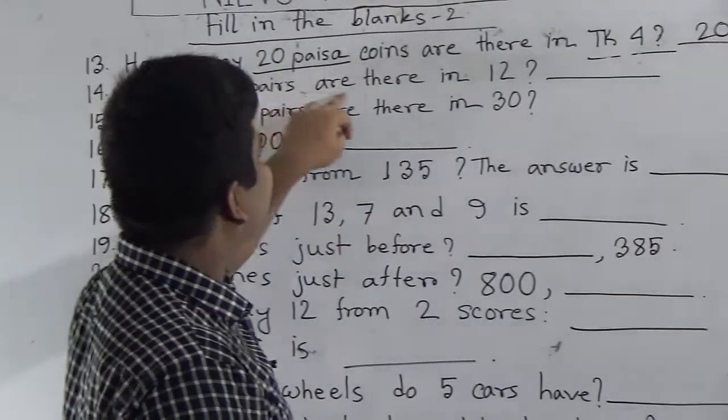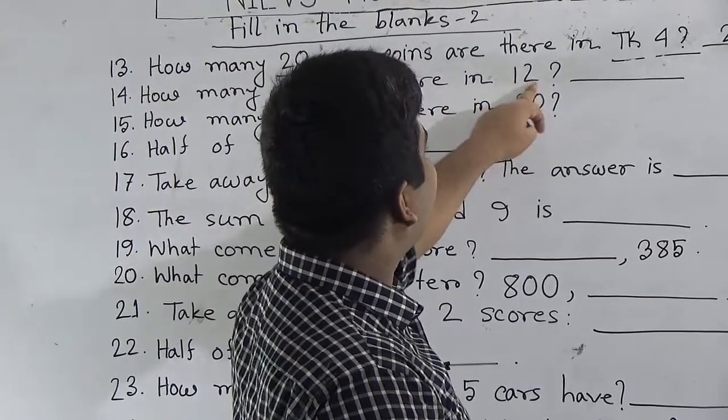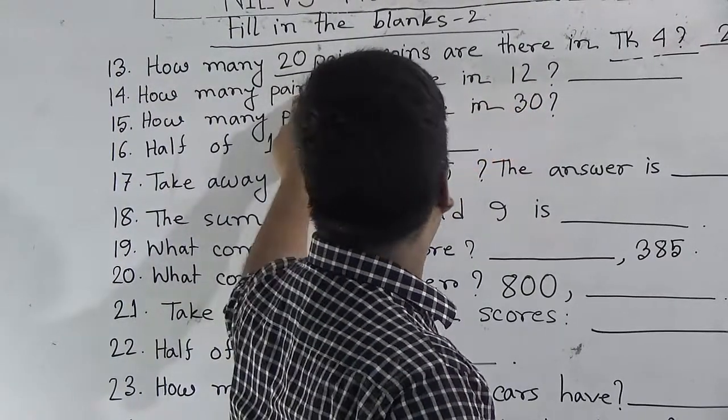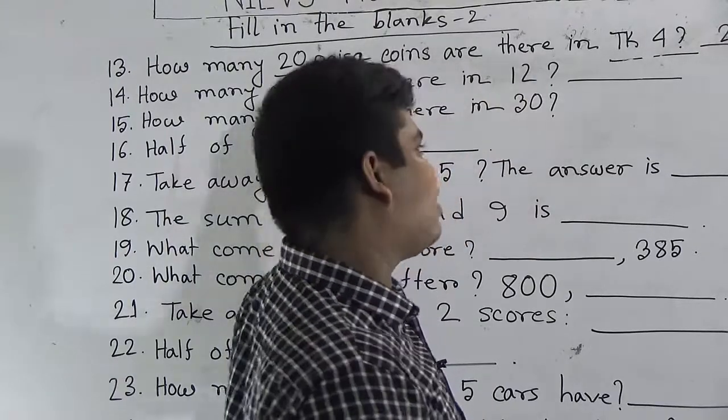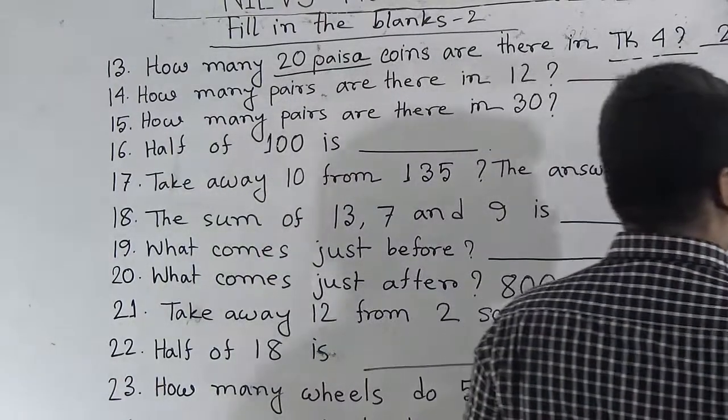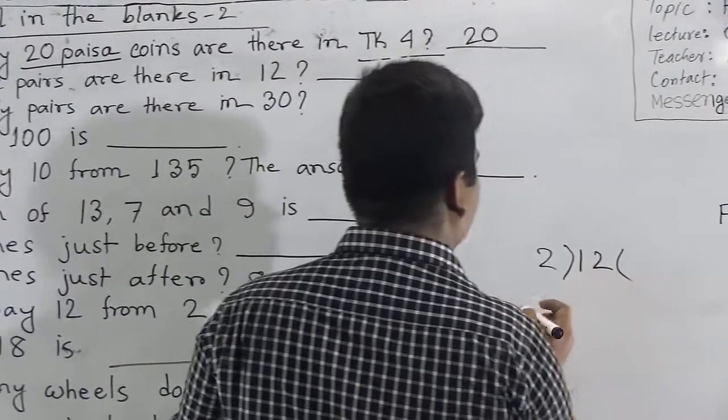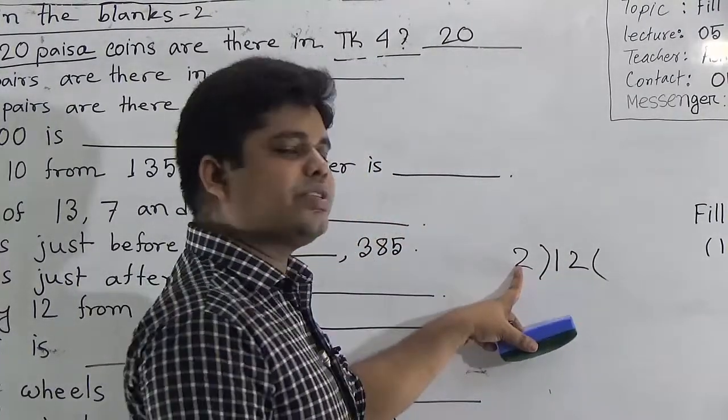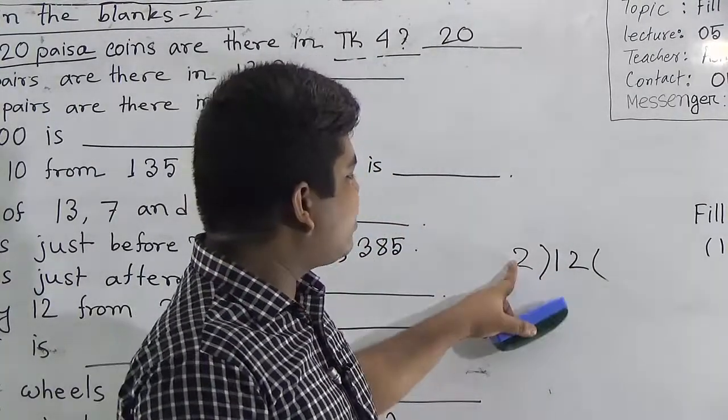How many pairs are there in 12? So we divide this 12 by this one pair, that means two things, then we get the answer. That means we divide this 12 by 2. That means in 12, 2 goes in how many times? So we count times table 2.